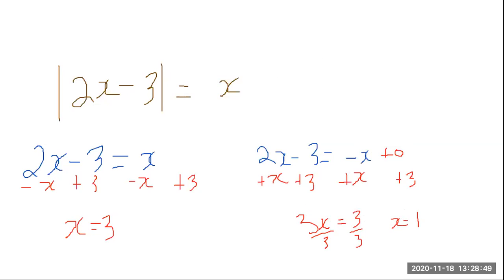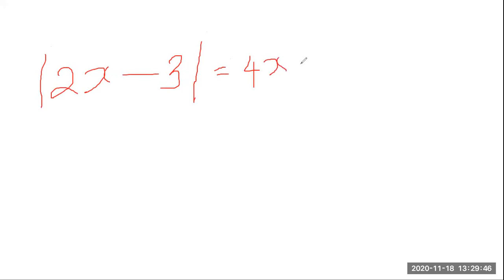Now let's do one more quick question. All right, the next question we're going to do is the absolute value of 2x minus 3 is equal to 4x plus 1. How would I go about separating these two? Because you've got to have 2 equations and then solve both of them, all right? So how would I go about solving this one?